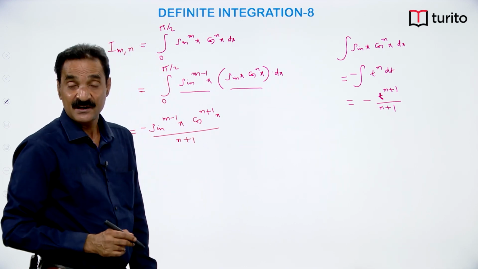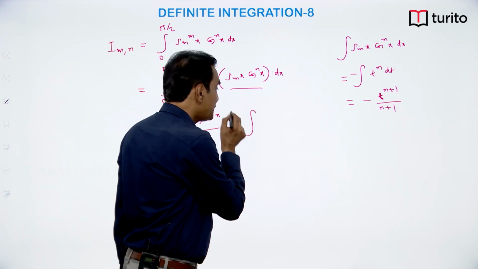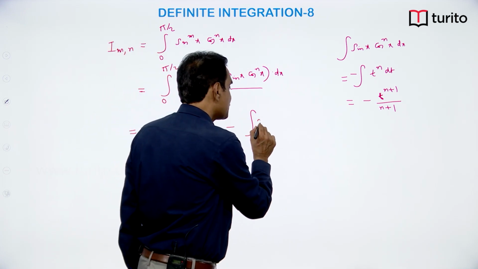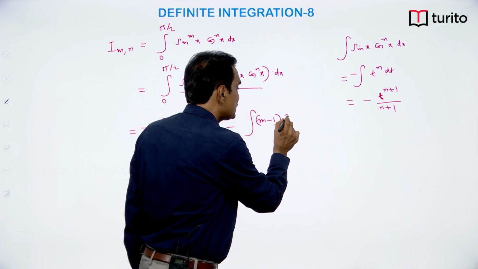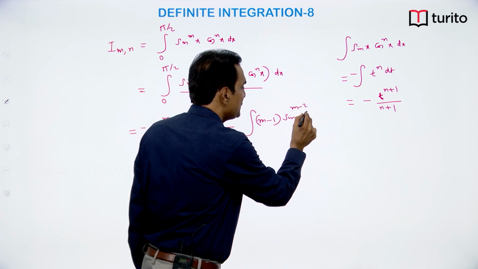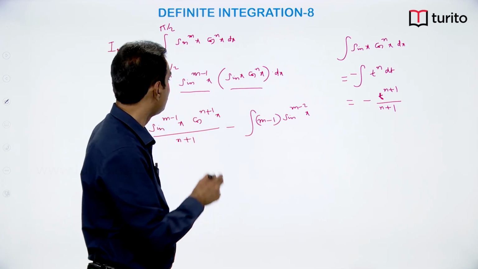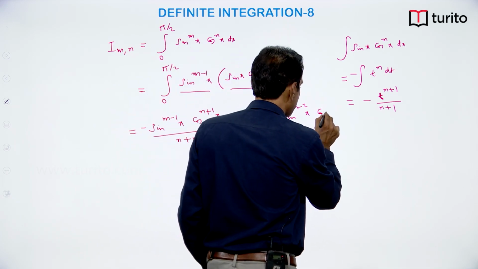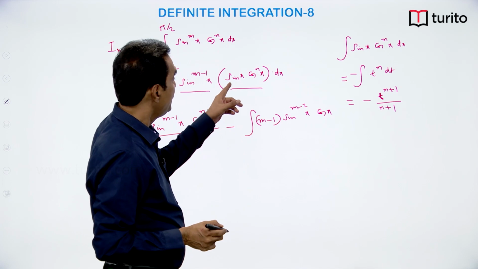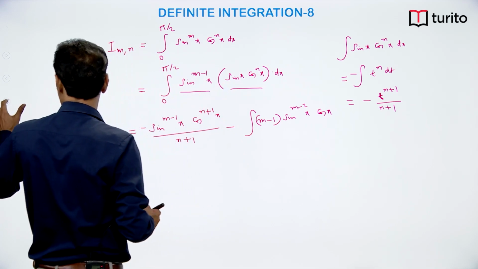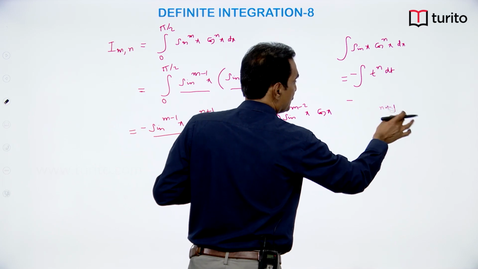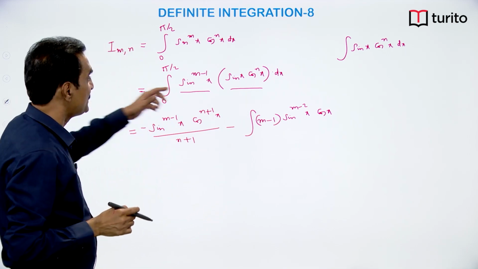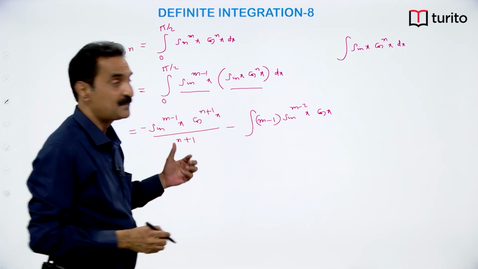First function into derivative of the integral of the second function, minus integral of derivative of the first function into integral of the second. Derivative of the first function is (m minus 1) sine power m minus 2 x into derivative of sin x, you have to multiply, that is cos x, into integral of the second function. Integral of the second function is what? Integral of this is minus cos power n plus 1 by n plus 1.